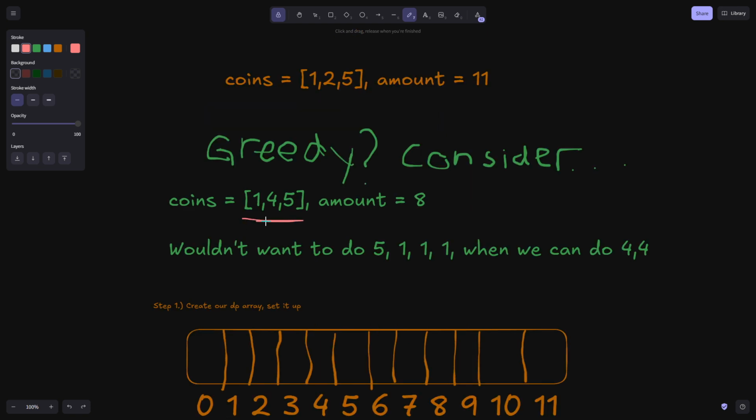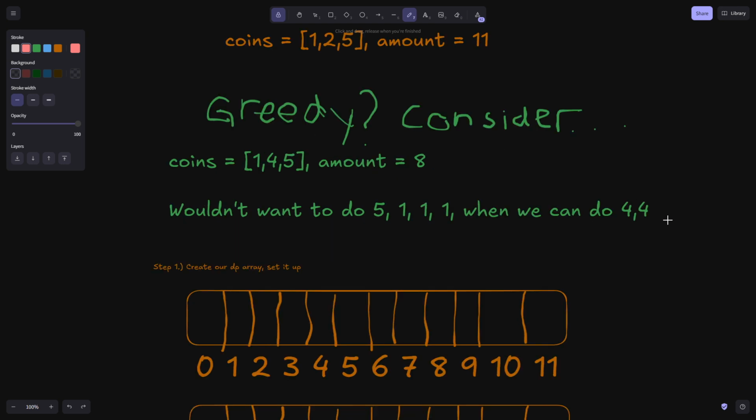If we have these coins, 1, 4, and 5, and we have an amount 8, well, if you use the biggest coins first, you might think, okay, we have 5, a 1, a 1, a 1. Oh, okay, we'll just return 4. We use 4 coins, right? But that wouldn't be the correct answer, because we could also use 2 4 coins to give us 8. And so as you can see, the greedy approach obviously wouldn't be the most optimal. It wouldn't be the correct approach.